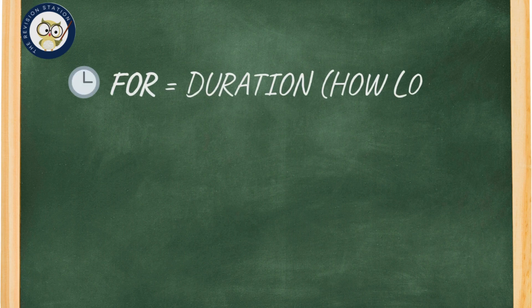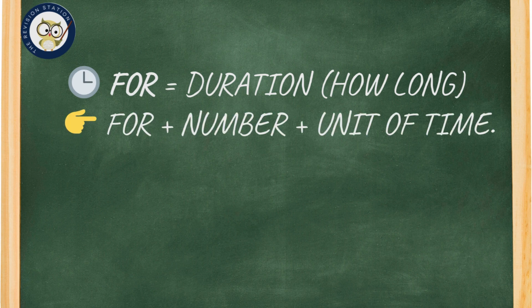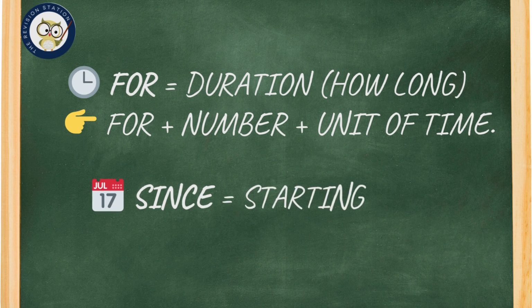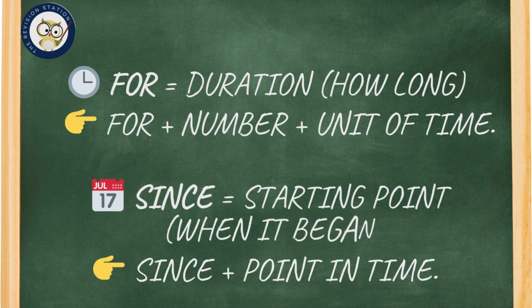For tells us how long something has been. It tells us the duration. Since tells us the starting point, when something started. Let's look at some examples.